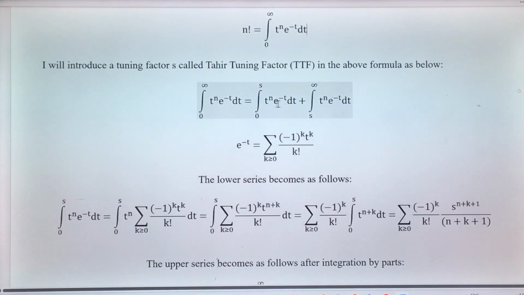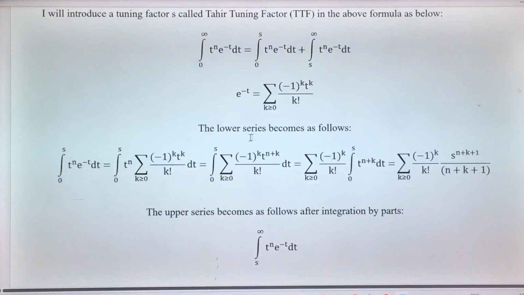Okay, so we'll put this value of the e to the minus t expansion summation in here in the lower series. It becomes like this. So take the t^n inside and take the summation and the constant outside, and eventually when we integrate it we get this one. So the upper series becomes as follows after integration. And now we will do the analysis of the upper series. The upper series is this series.